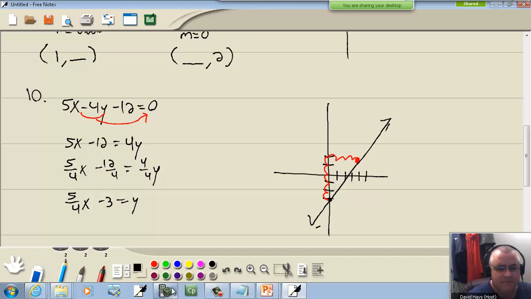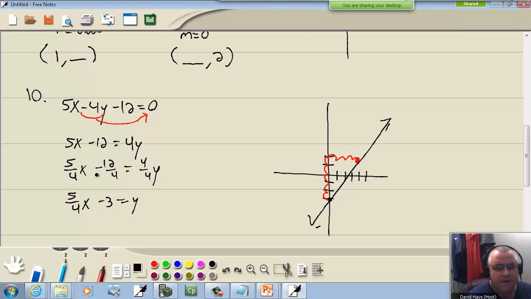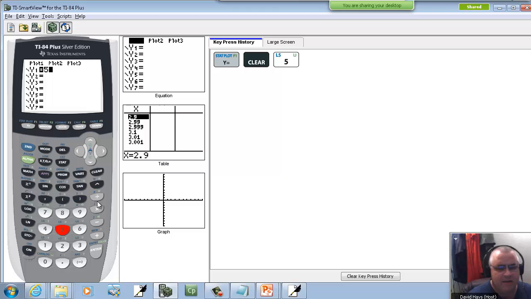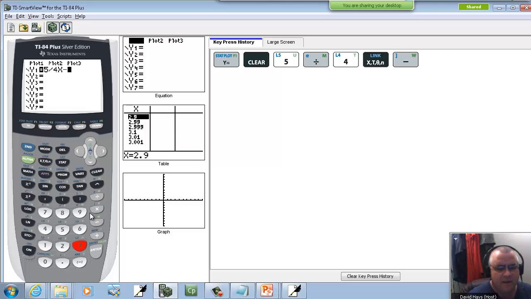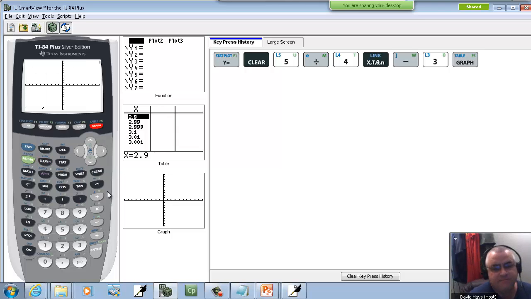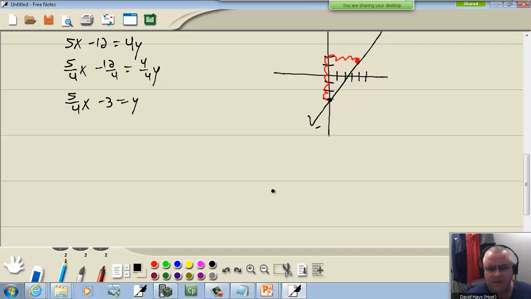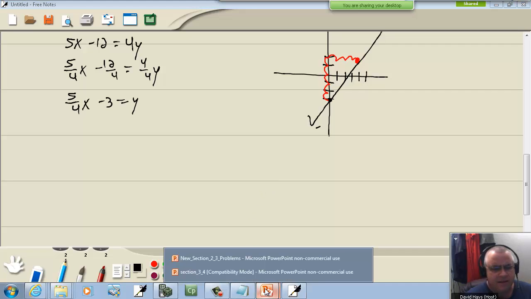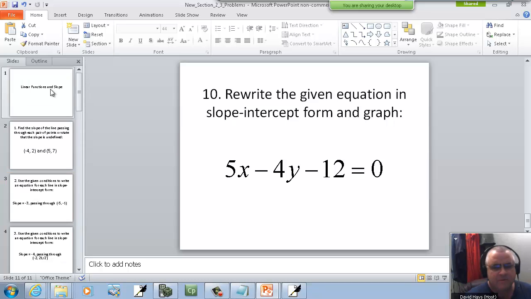But again, on the calculator, it's very easy too. If I press y equals, press clear, then I got 5/4 x, so I do 5 divided by 4, then my x key, minus 3, and then graph. And it'll give us the same graph we just drew there. And actually, that's the last slide there. So we're done with that one.